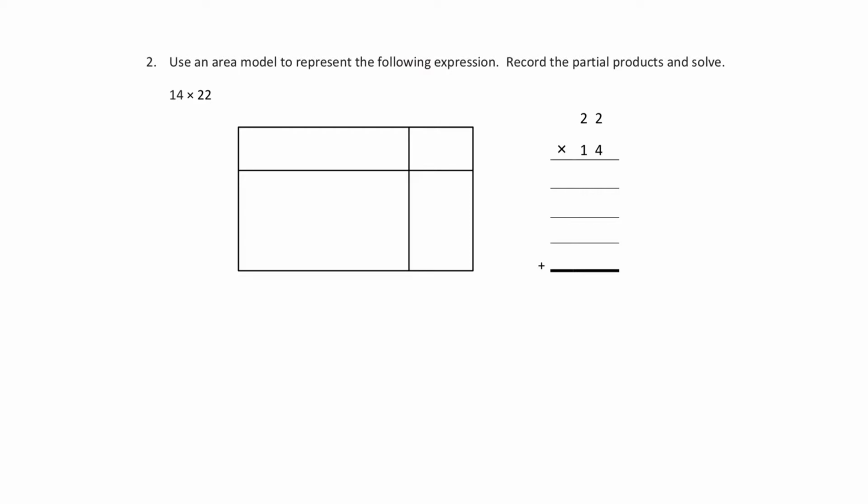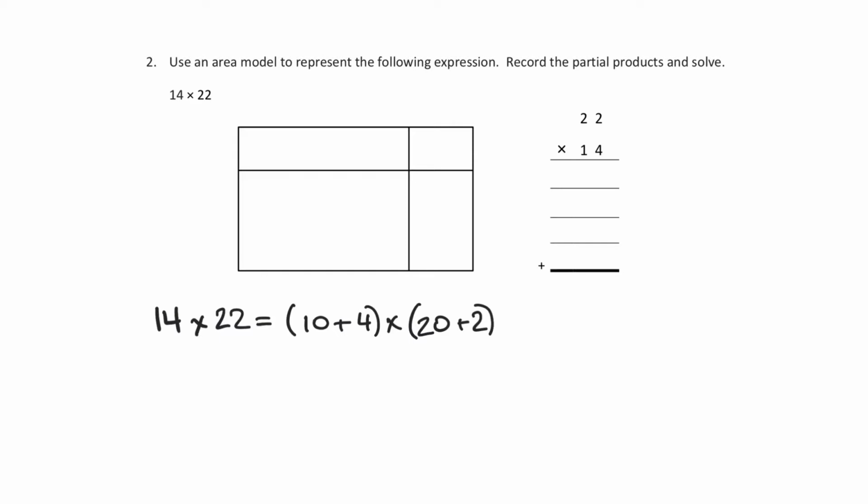Our instructions say, use an area model to represent the following expression. Record the partial products and solve. Our equation says it's 14 times 22. Our first job will be to decompose these numbers into smaller, easier to use numbers. We can decompose 14 down into 10 plus 4 and 22 into 20 plus 2.